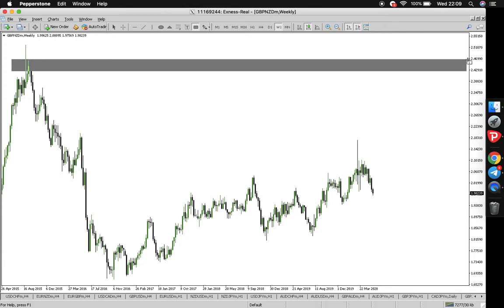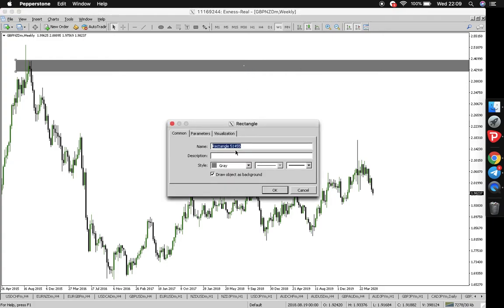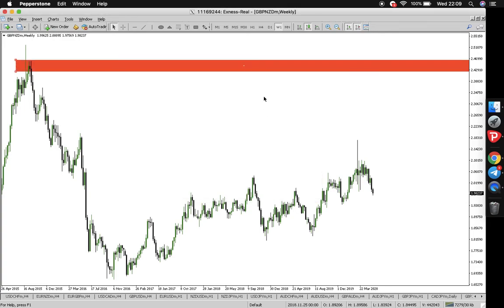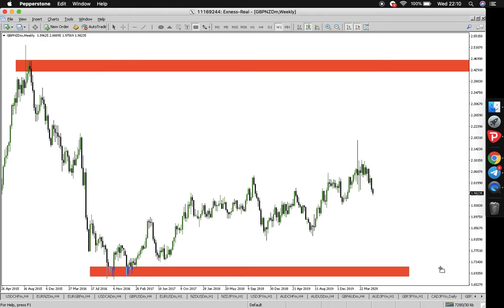Our supply and demand zones are key zones where banks and big institutions will look to either buy a currency or sell a currency, because a currency is either overpriced or underpriced. I'm going to make these zones a different color, I'm just going to make them orange. So in our key supply zone, we want to look for short opportunities, and in our key demand zone, we want to look for buying opportunities.